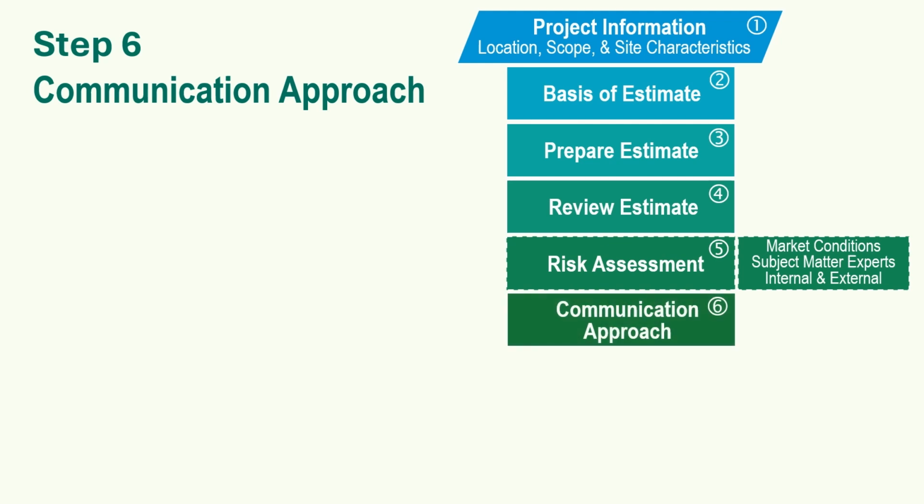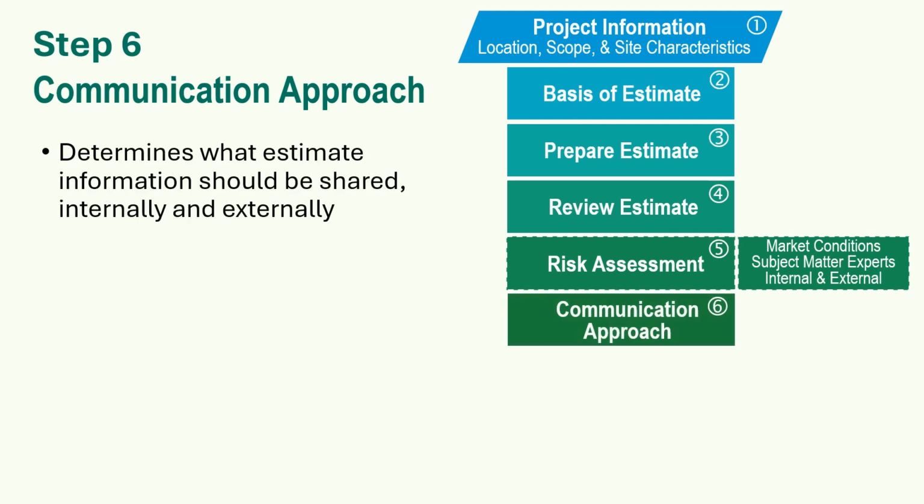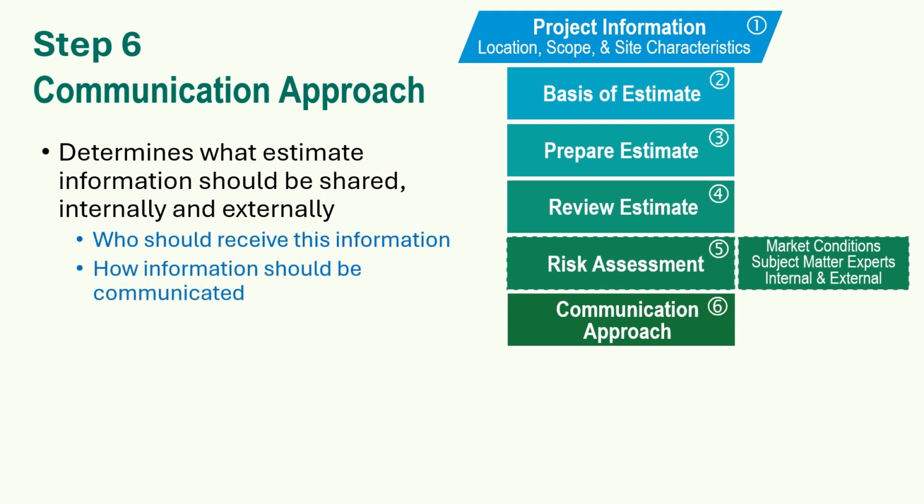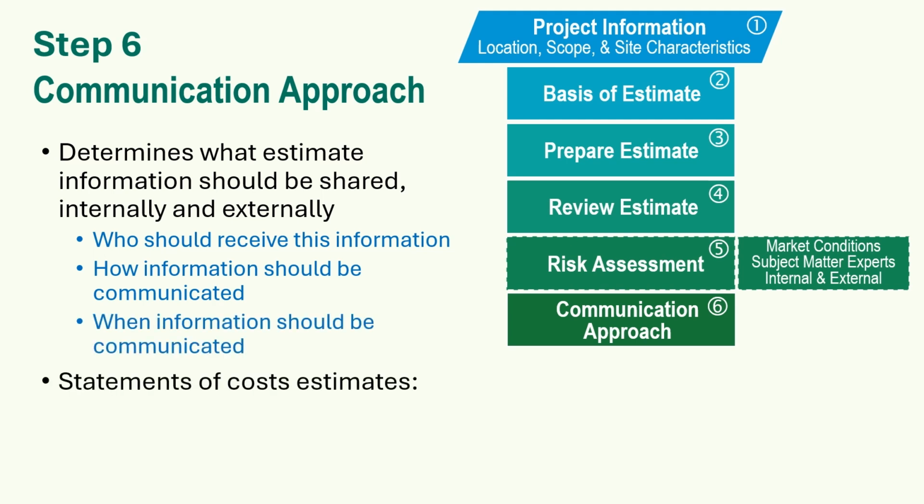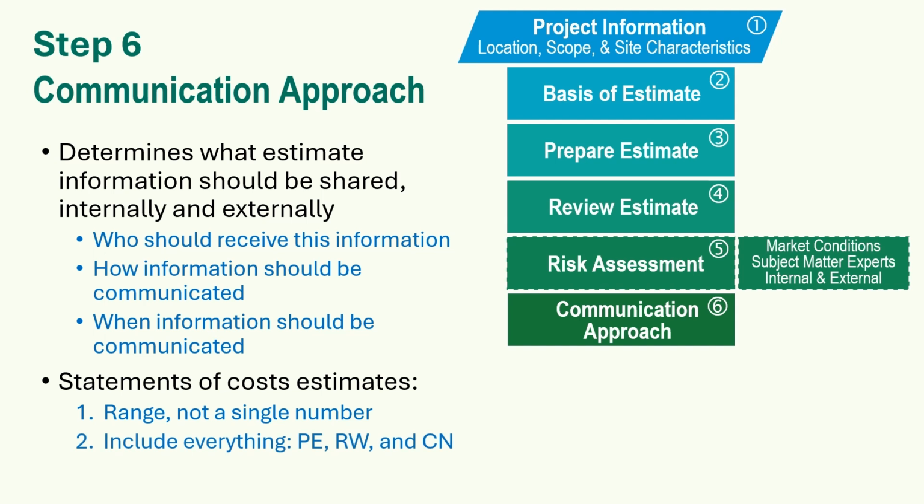Step 6. Communication approach. This determines what estimate information should be shared internally and externally. Who should receive this information? How the information should be communicated, and when. The following guidance is provided when making public declarations of cost estimates. 1. An estimate is a range, not a single number. 2. An estimate for a project should include everything: preliminary engineering, right-of-way, and construction. 3. An estimate should be stated in the year of expenditure dollars.